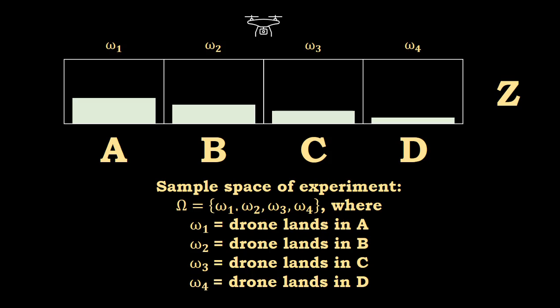So the sample space is the sum of all those possibilities, and all the possibilities are clearly expressed here, in text. If the drone lands in A, that's what we call an elementary event called omega 1, and if the drone lands in B, it is another elementary event called omega 2. If the drone lands in C, it's omega 3, and if the drone lands in D, it is omega 4.